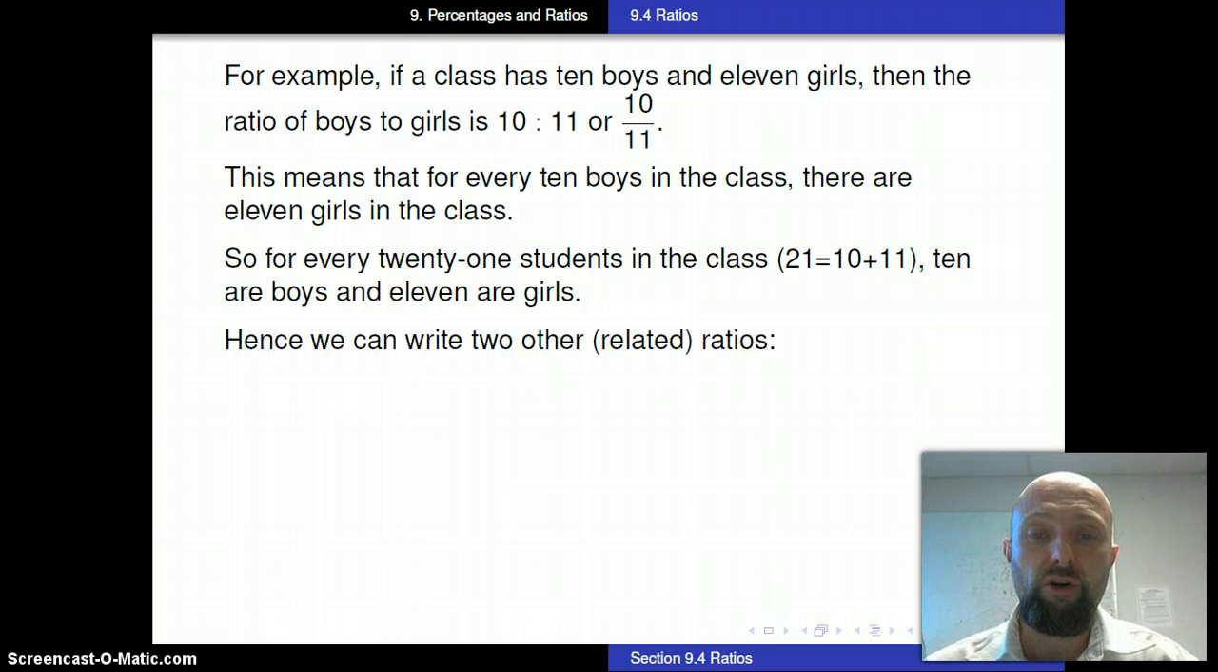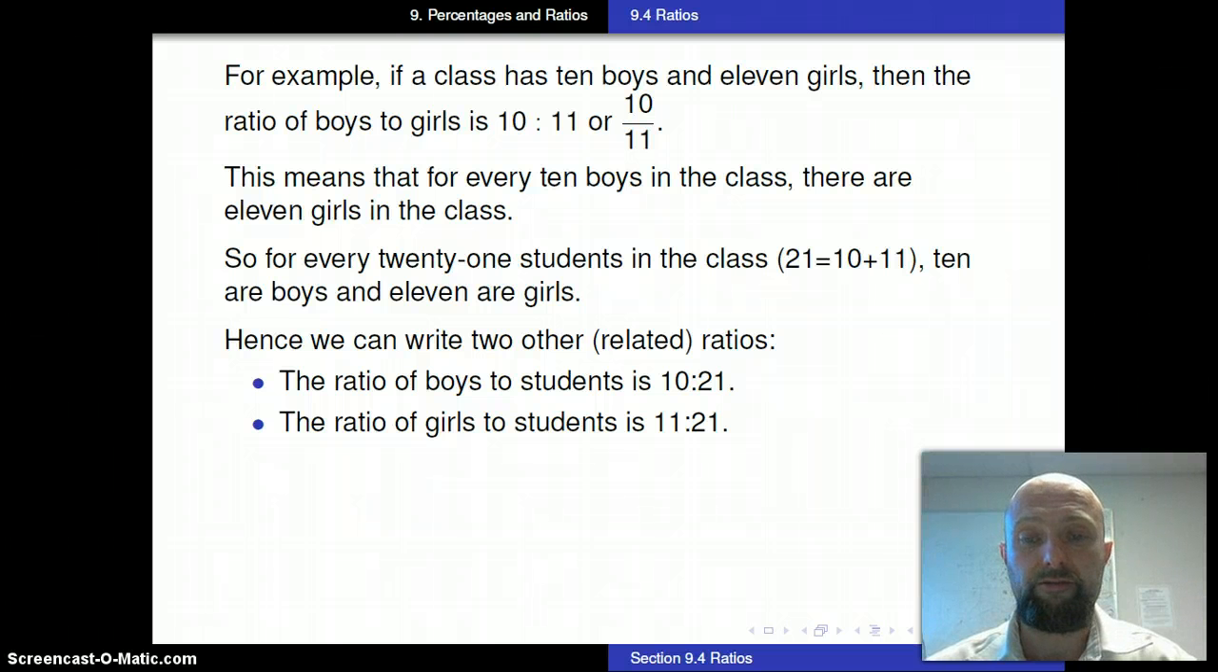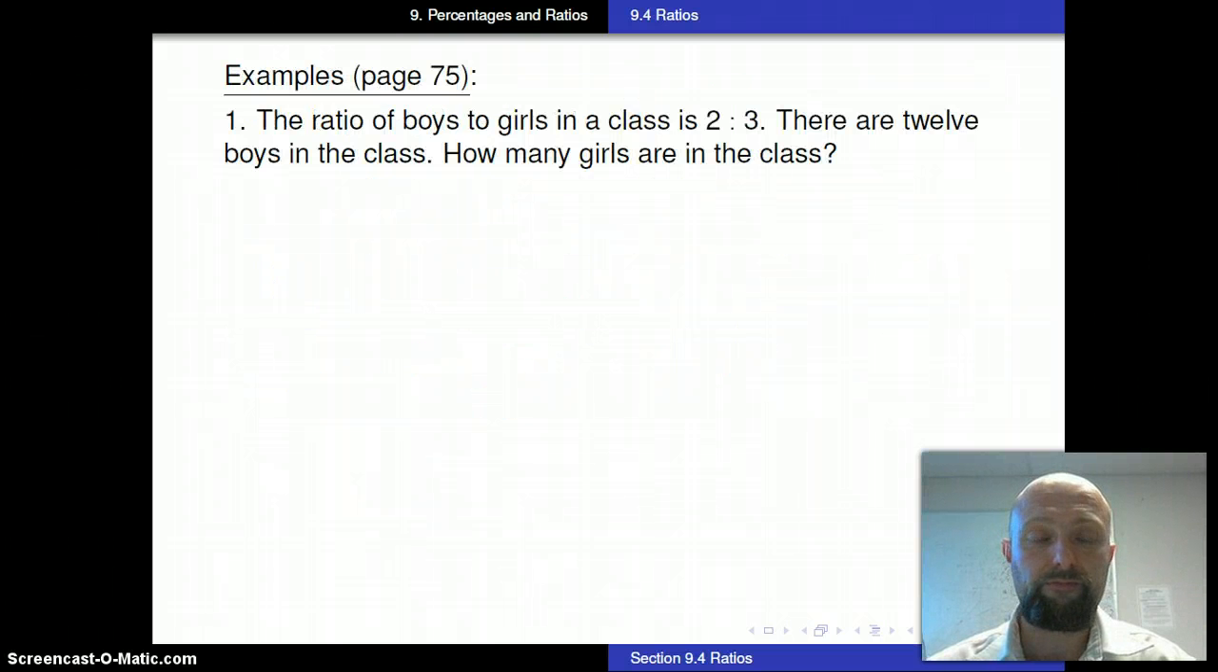Hence we can write two other related ratios then. The ratio of boys to students is 10 to 21. The ratio of girls to students is 11 to 21. Let's illustrate this with the examples on page 75.